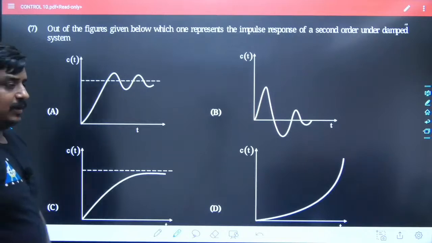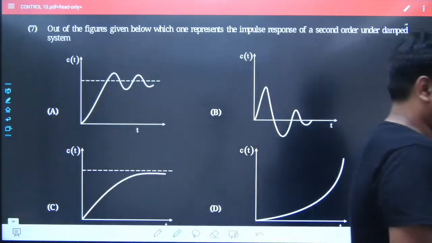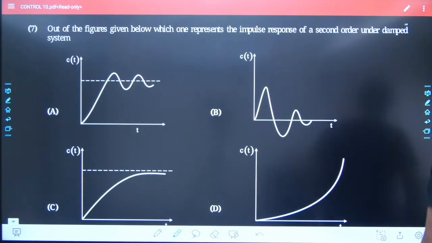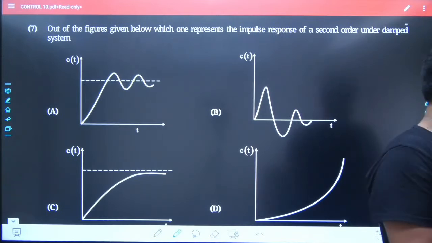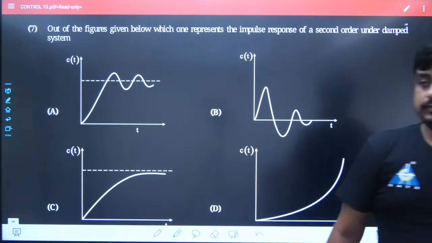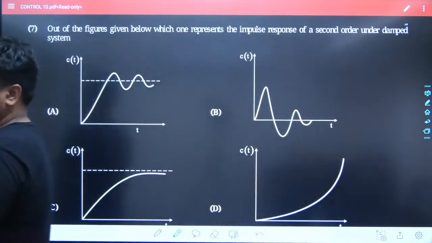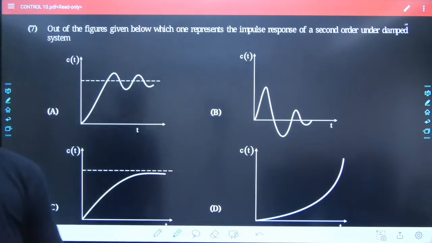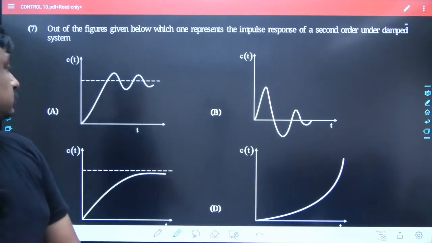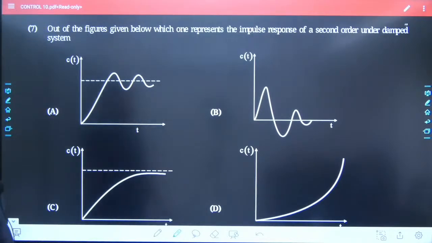Read this problem carefully and tell me what would be the best most answer for this given problem.